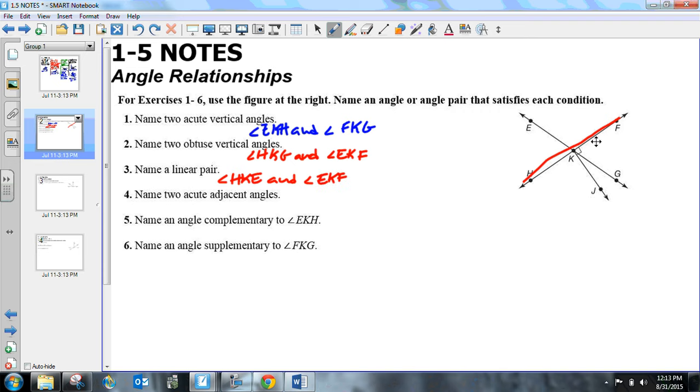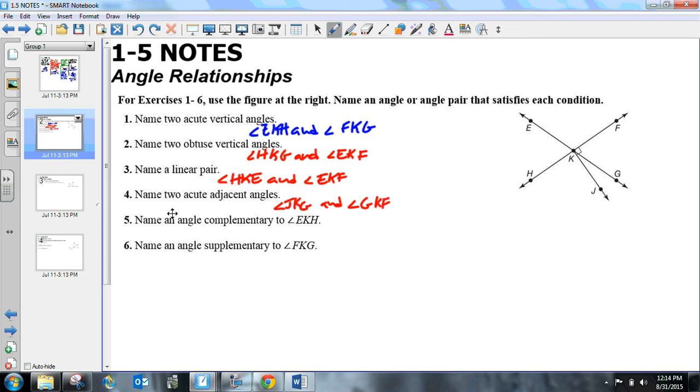Okay, I've got a number of options here. This isn't the only answer for this one. Then it says name two acute adjacent angles. So if I want adjacent angles, I want angles that are next to each other, and I want ones that are acute. The first thing that comes to mind is this angle right here, angle JKG. And then it is adjacent to this other one, which I know is less than 90 degrees. So I'm going to call this angle GKF. All right.